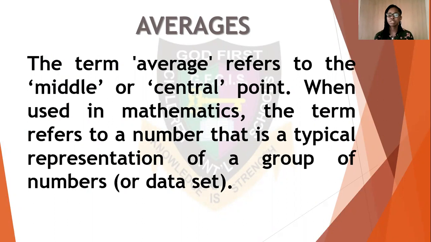In mathematics, it refers to a number that is a typical representation of a group of numbers or a data set. That is a number that represents a group of given data. That is the average. And this average is divided into three: we'll be discussing the mean, the mode, and the median.